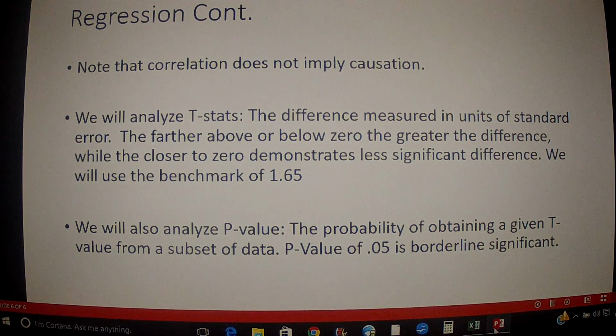We'll also use p-value. What the p-value is, is the probability of obtaining a given t-value from a subset of data. From my research, I found that a p-value of 0.05 is considered borderline significant.